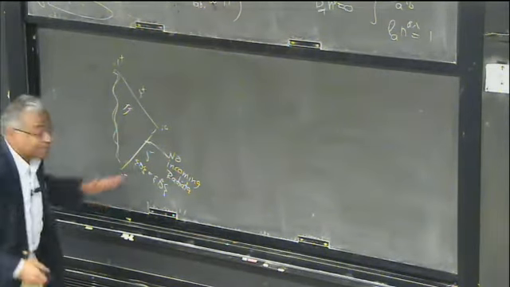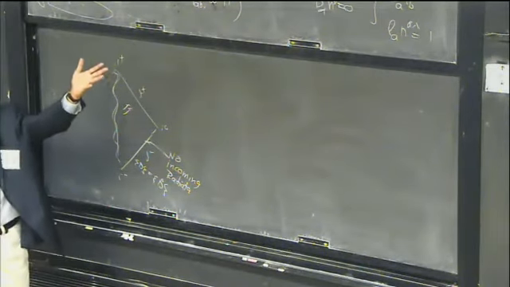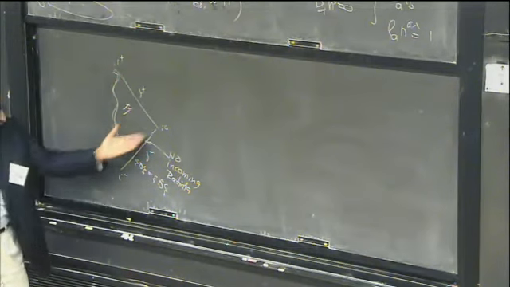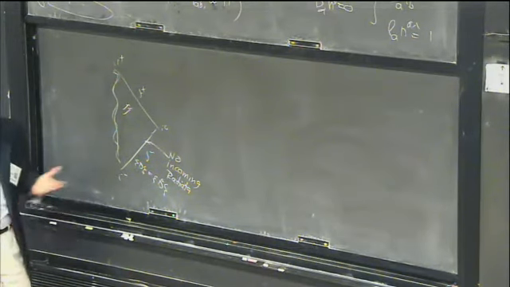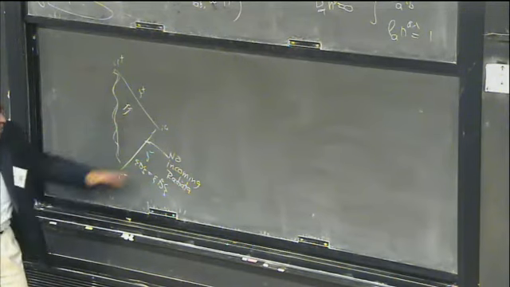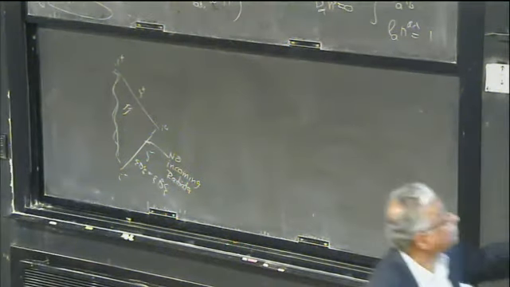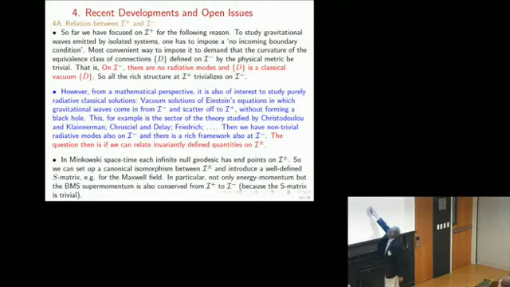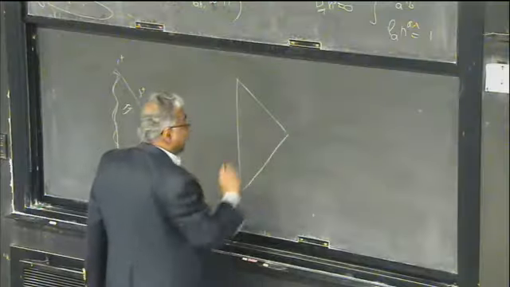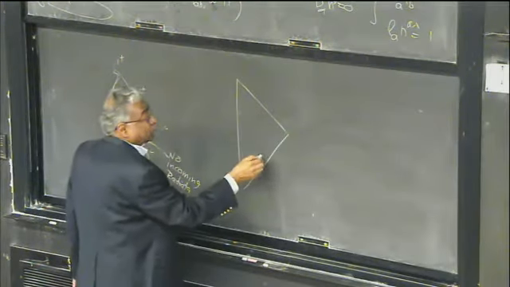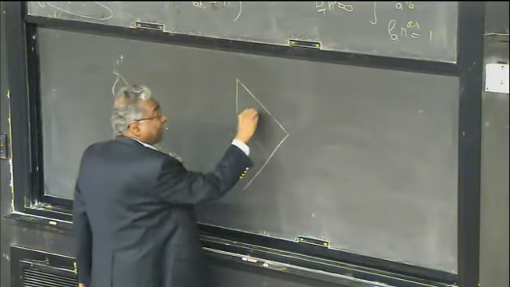And once it is a classical vacuum, then all this rich structure trivializes. There's no flux of radiation. We don't have the phase space of radiative modes, nothing. And that is why I focused on Scri+ and not on Scri-. But now we can ask the following question. From a mathematical perspective, it is also of interest to study purely radiative classical solutions, as was done in these various papers by Christodoulou, Klainerman, Choquet-Bruhat and Friedrich. So I can just consider waves coming in from Scri- and going out to Scri+.